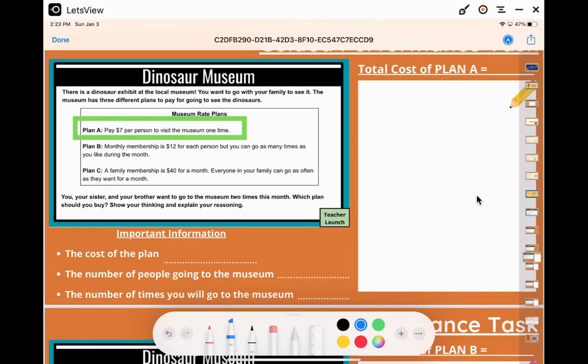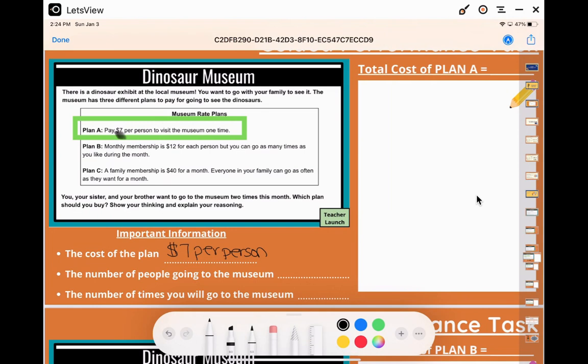The cost of plan A, and you can see at the very bottom, there's a box that says important information. This is part of the information that you're going to want to write down, guys. First, we need to know what the cost of plan A is. How much does plan A cost? Plan A costs $7 per person. Let me use black so I can read what I'm writing here. Plan A costs $7 per person.